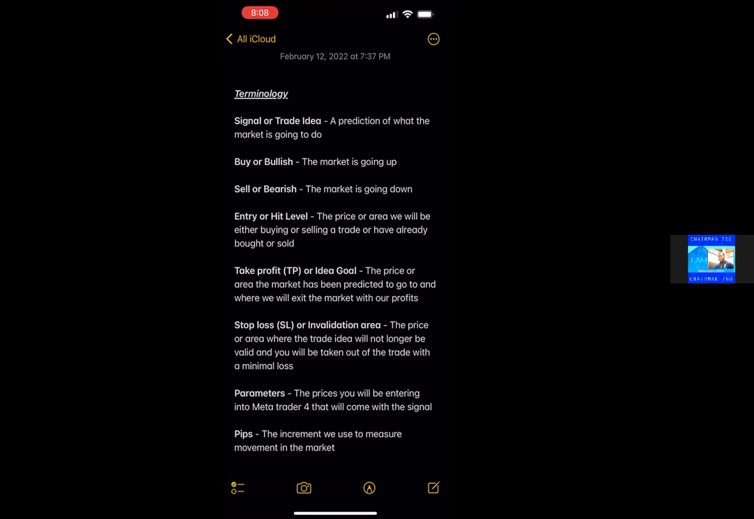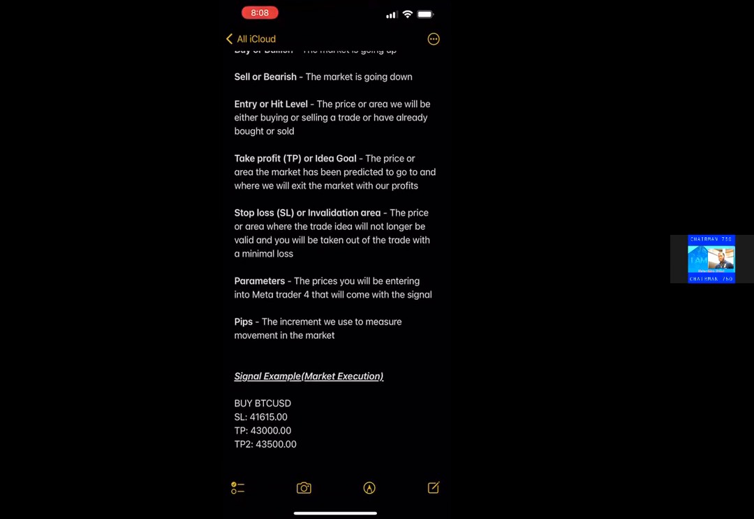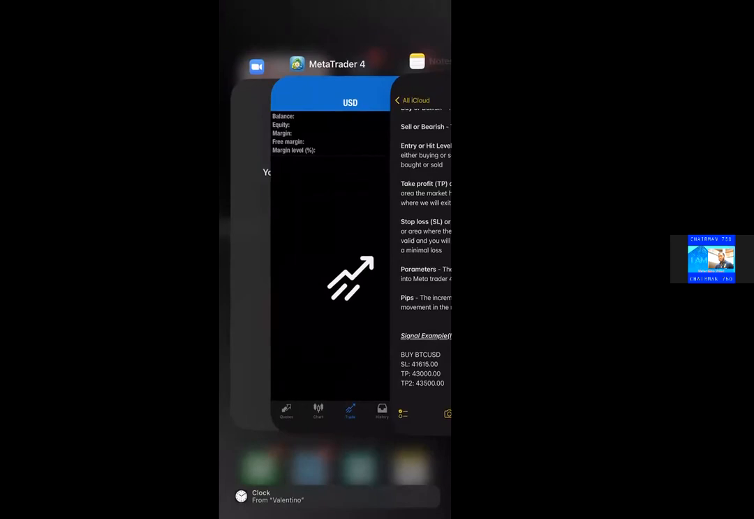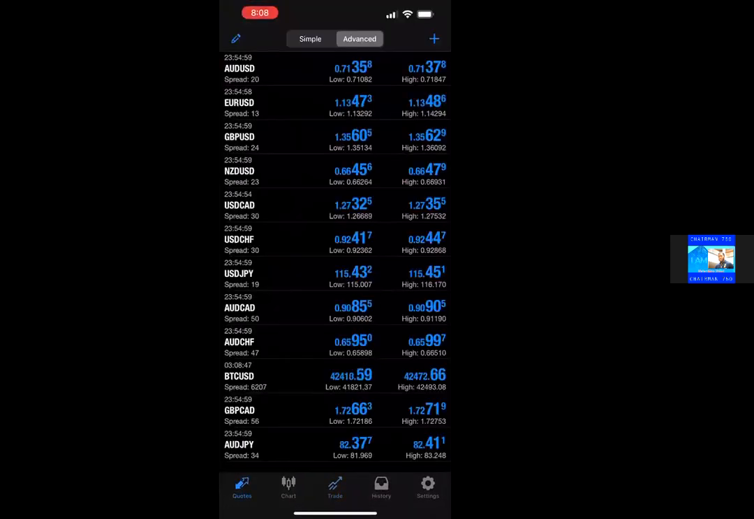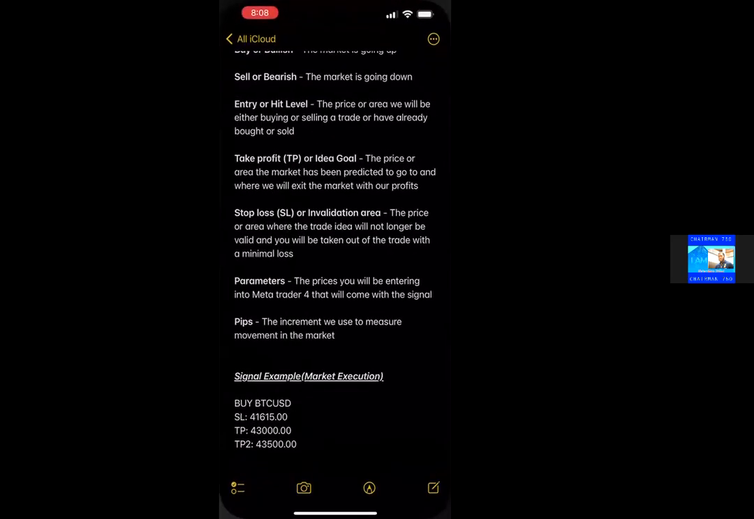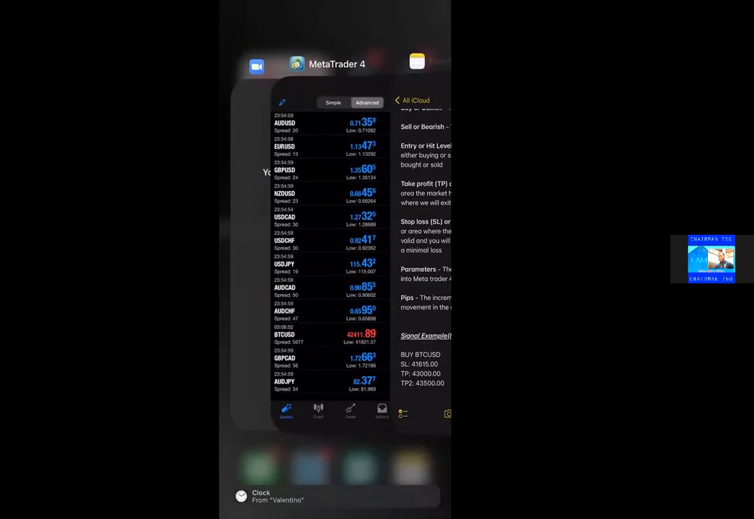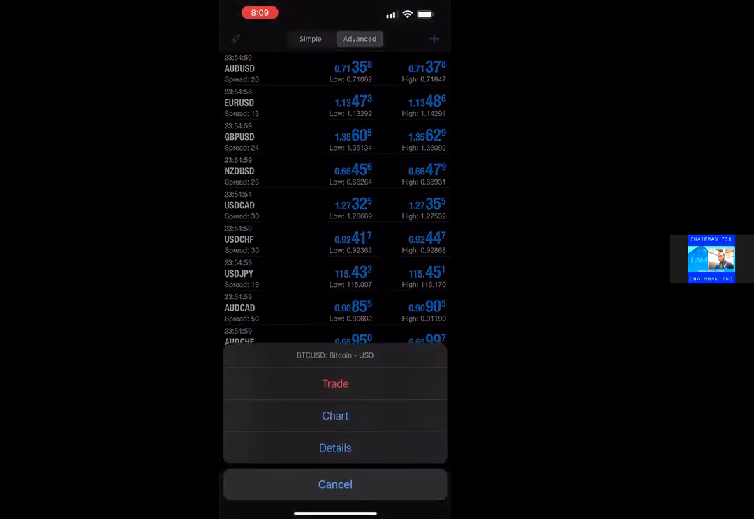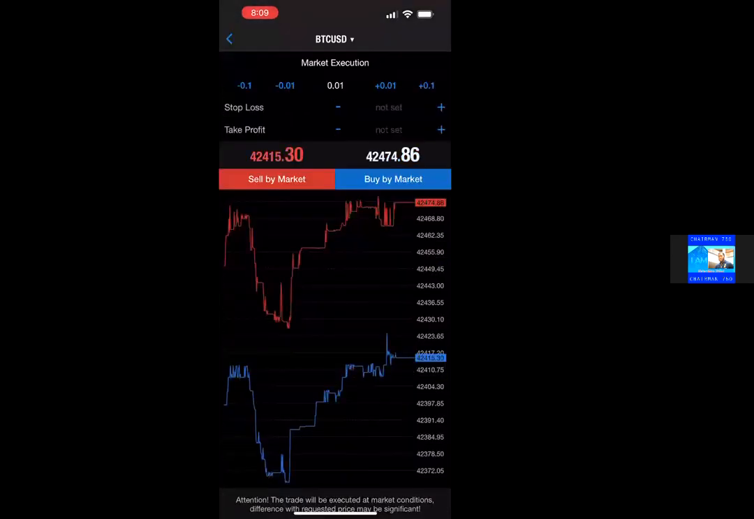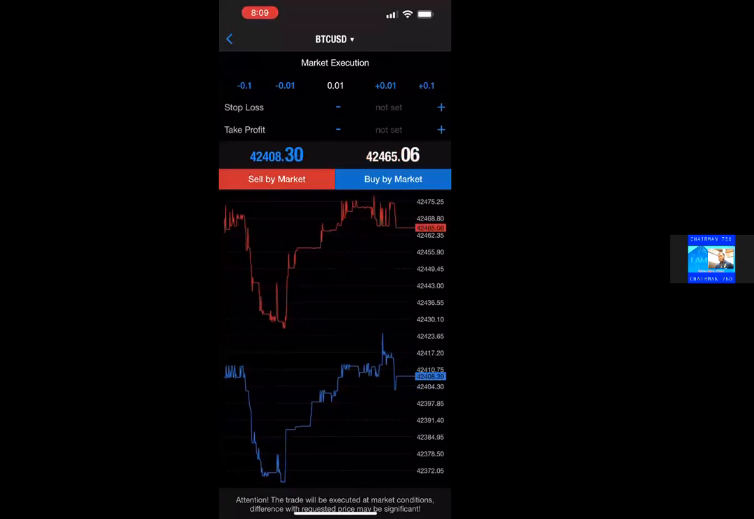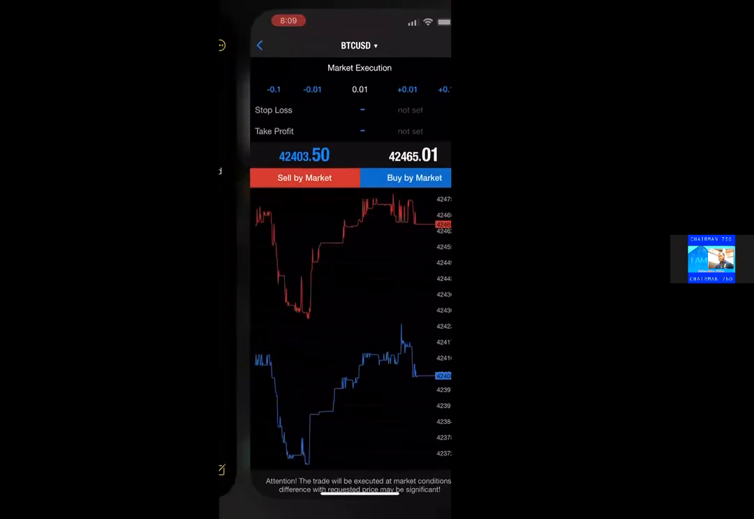Okay. So the next thing I want to show you guys is how do we actually copy and paste a signal. The first thing that we're actually going to do is go to our quotes page and select the pair that we have just been given the signal for. So let's say we just got our signal to buy BTC USD. What we're going to do is select BTC USD, select trade, and put in the numbers that it is saying to put in.